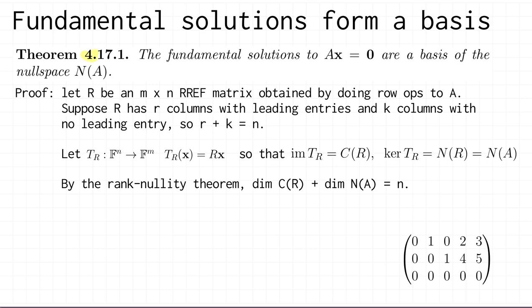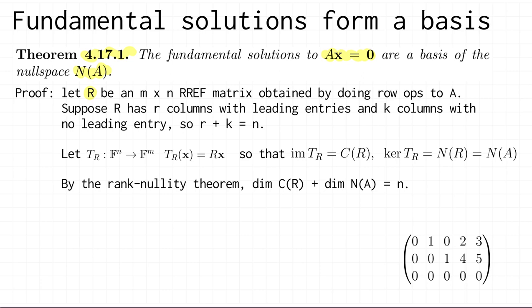So the theorem, which we're going to prove, says that the fundamental solutions to the matrix equation Ax equals 0 are a basis of the null space N of A. You'll remember the null space just means the set of solutions to that matrix equation. And the proof goes via row-reduced echelon form. So we take R to be a row-reduced echelon form matrix that you can get by doing row operations to A.